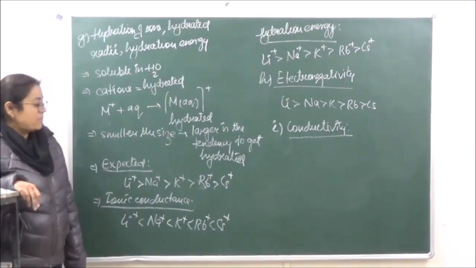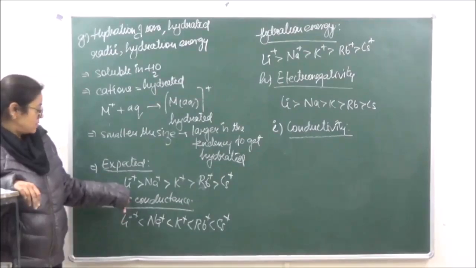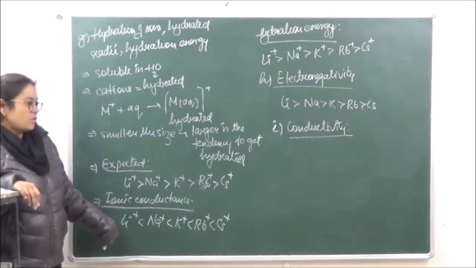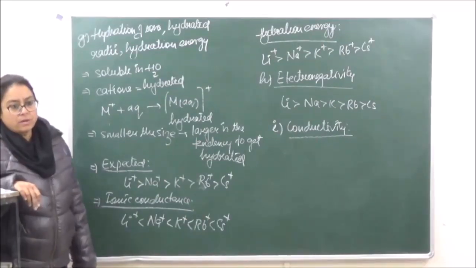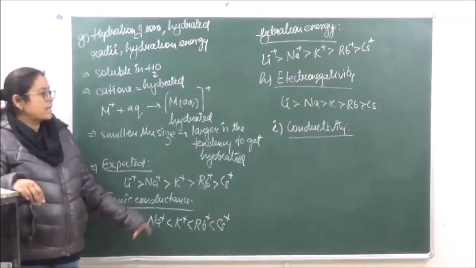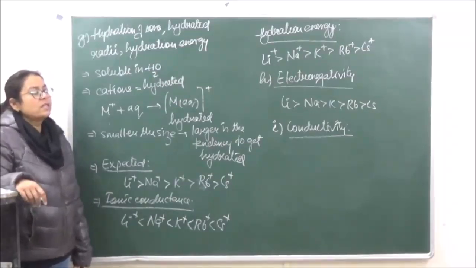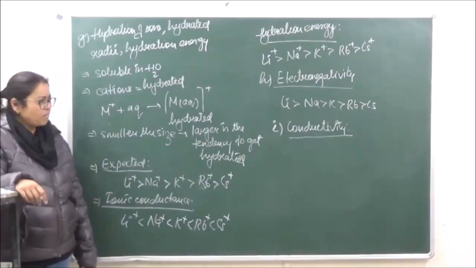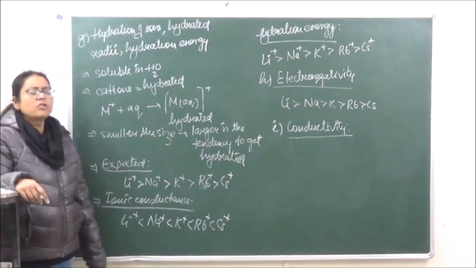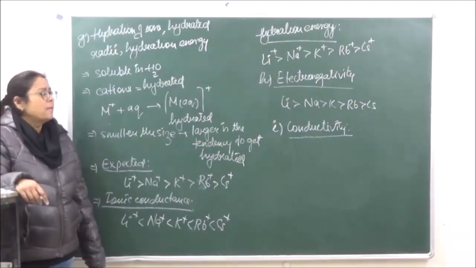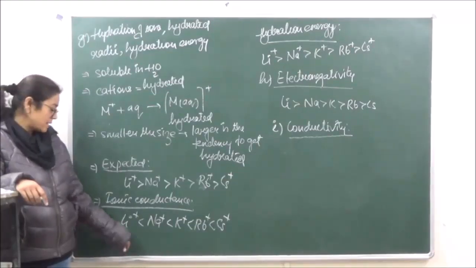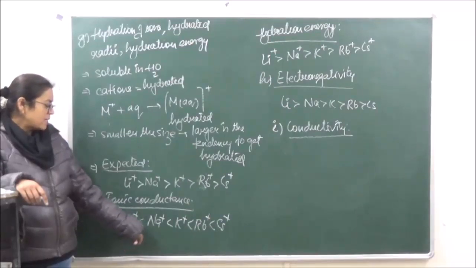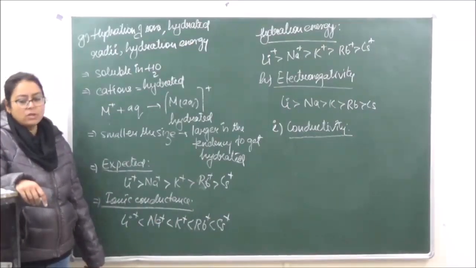Okay? When we are taking it in the aqueous state, it is increasing down the group. If we are taking it in the metallic state, it is decreasing down the group. Okay? So in aqueous solution, they conduct electricity. All of them are metals, so they can also conduct electricity in the solid state, but the conductivity is not very large. So they conduct electricity better in the aqueous state, and conductivity, as you've already seen, will keep on increasing down the group.